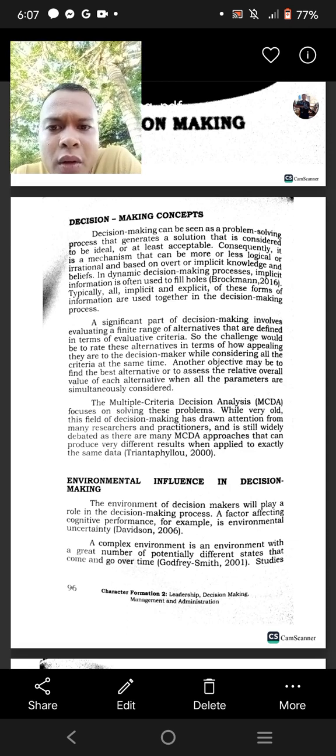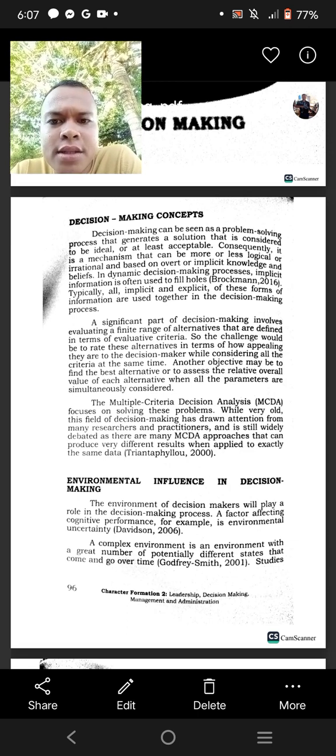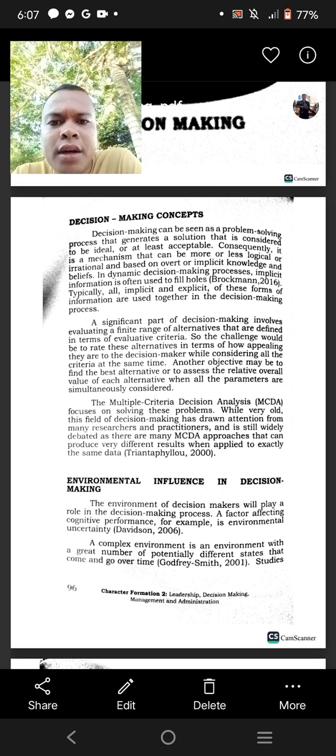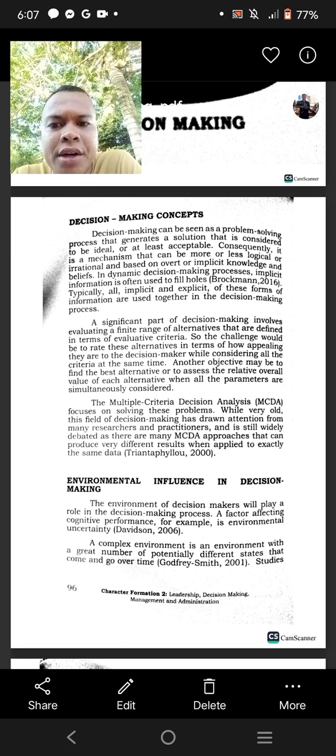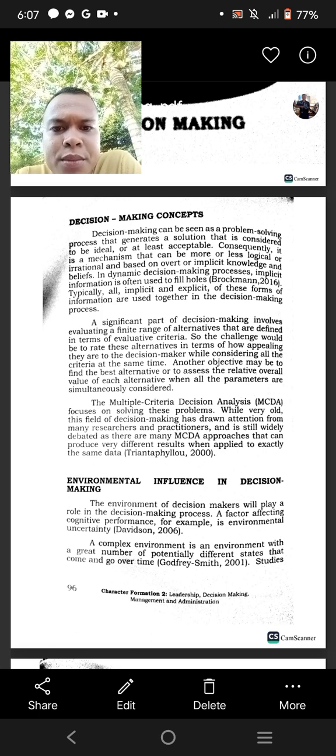Another objective may be to find the best alternative, to assess the relative overall value of each alternative when all the parameters are simultaneously considered. The multiple criteria decision analysis (MCDA) focuses on solving these problems.